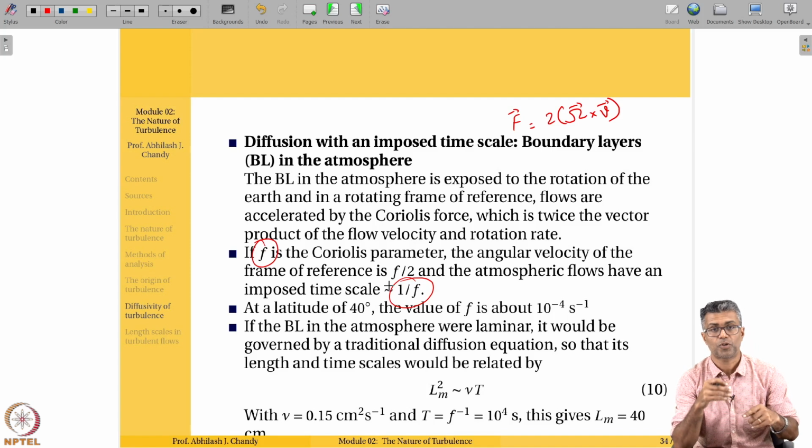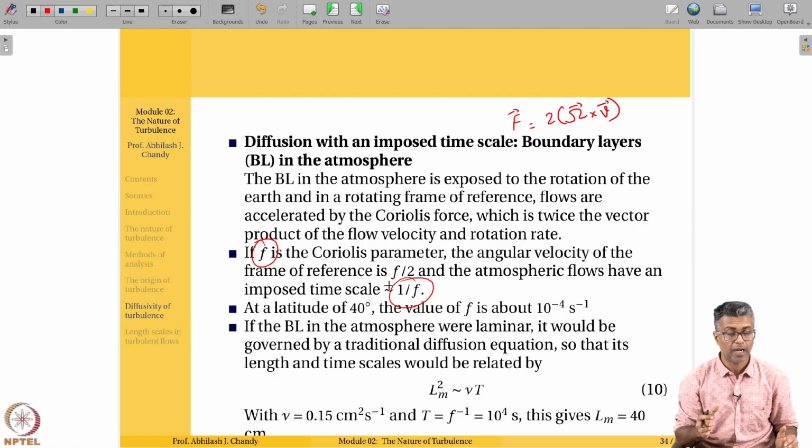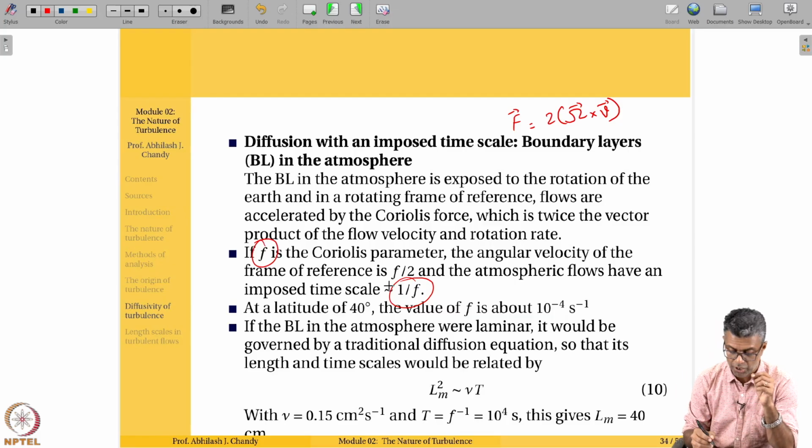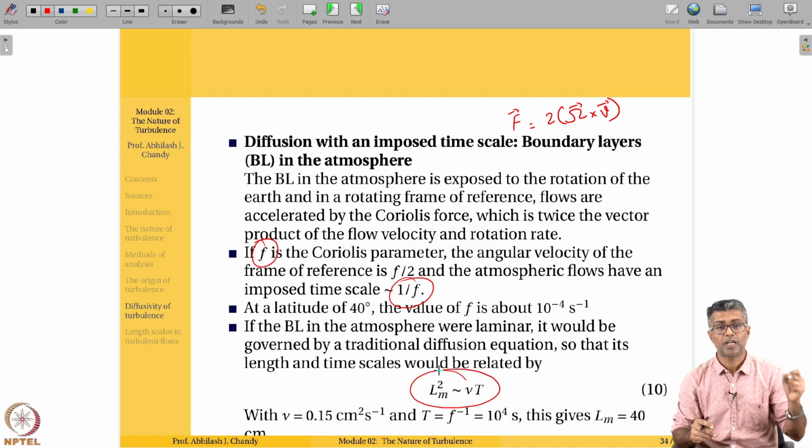If the boundary layer in the atmosphere were laminar, like we considered for the room, let's consider a scenario where the flow is laminar. The atmospheric boundary layer is definitely turbulent, but let's say it was laminar. Then it would be governed by a traditional diffusion equation like we saw in the room case, so that its length and time scales would be related by this equation here. Lm squared is of the order of magnitude of the kinematic viscosity times the time.